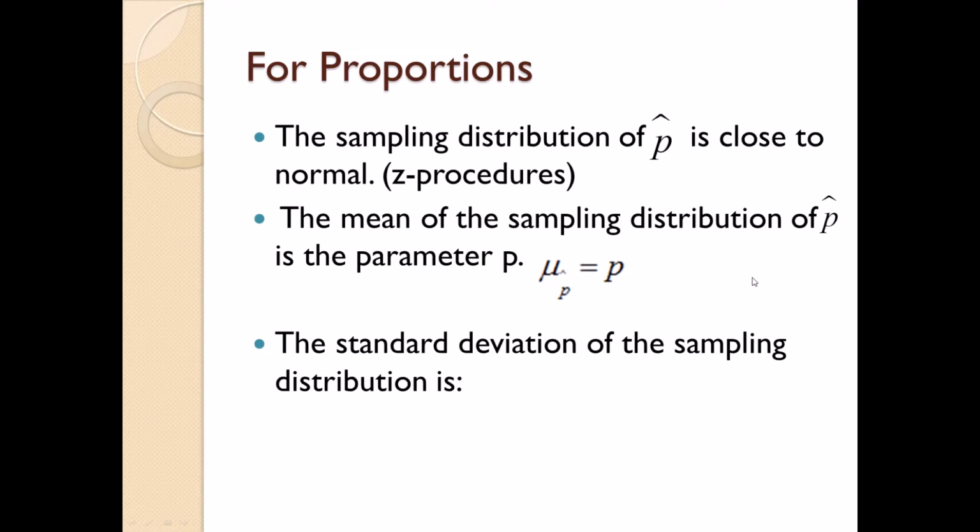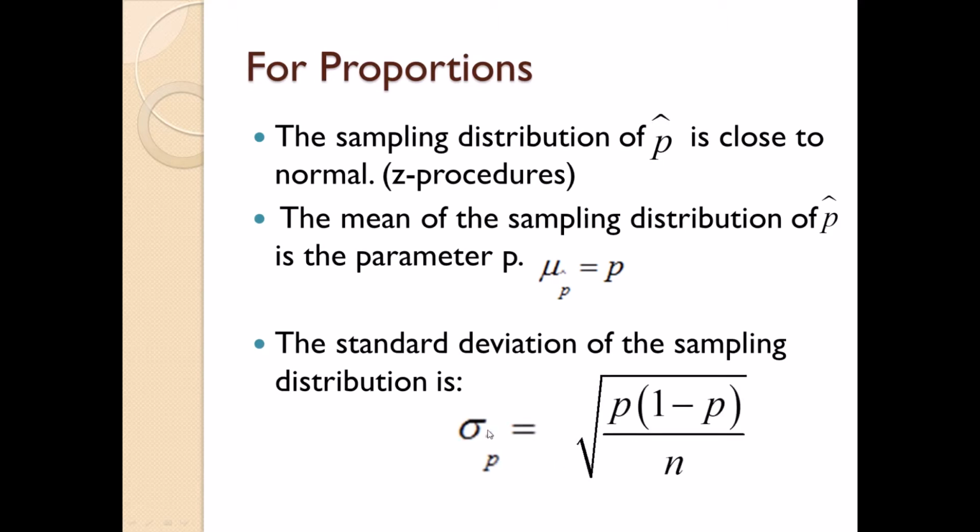The standard deviation of your sampling distribution is sigma of p hat equals the square root of p times 1 minus p over n. P is something we aren't supposed to know, but usually in problems of this nature we're given it. When we do inference, we usually replace the parameter p with p hat.